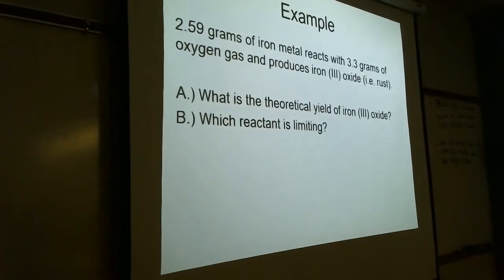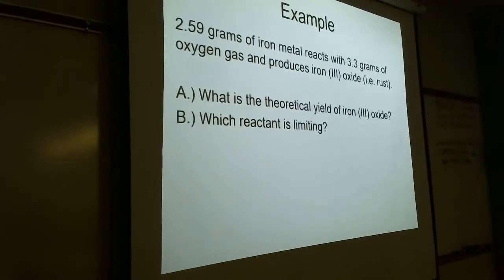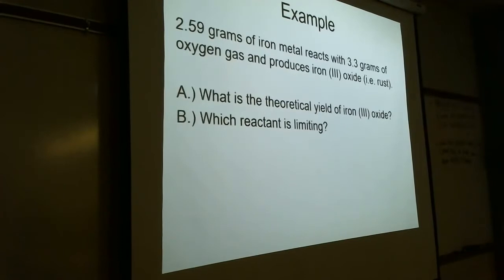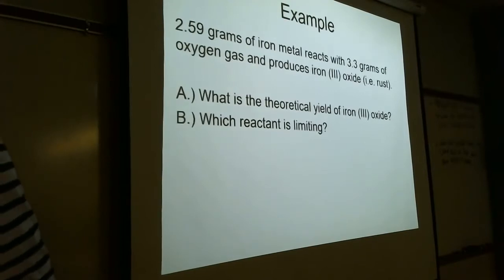2.59 grams of iron metal reacts with 3.3 grams of oxygen gas and produces iron(III) oxide, which is rust. I want to know what's the theoretical yield. Theoretical yield means how much do I predict I can make? And I want to know which reactant is the limiting reactant.